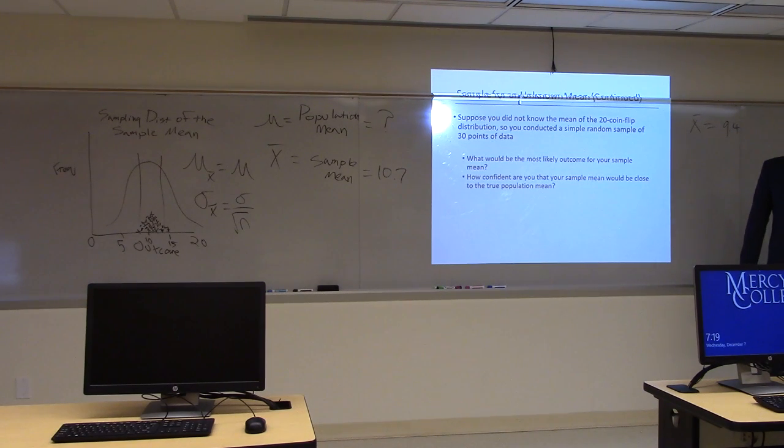10. Yeah, it would be 10. Why wouldn't it be 10? Because that's the actual answer. The true population mean is 10, so the most likely outcome would be the real answer. Second question, how confident are you that this sample mean, 9.4, is close to the true population mean?